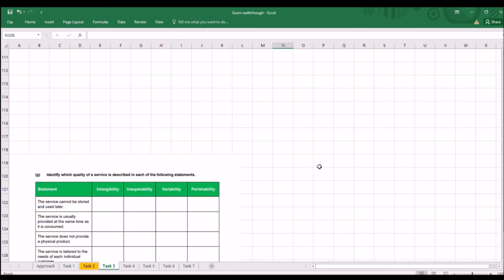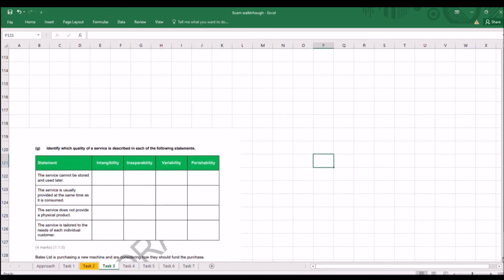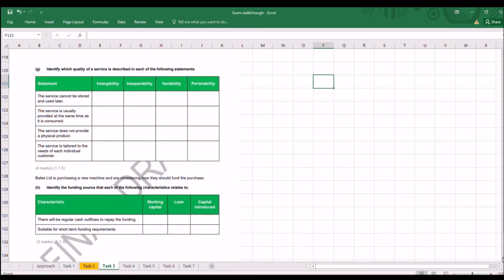Let's get down to G here. Identify which quality of service is described in each of the following statements. So things that perish are things that die off. Really, you only have a certain lifespan. Variable things are different, and there are things that are inseparable. They're by definition connected. And then intangible is not tangible, something that's physical. Intangible is not. It's something that's ethereal.